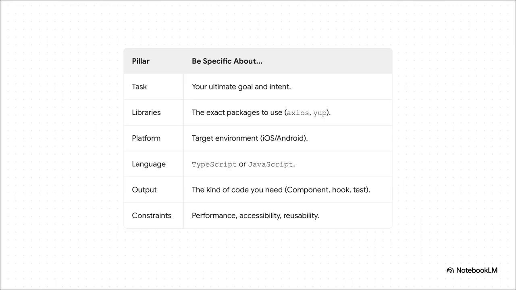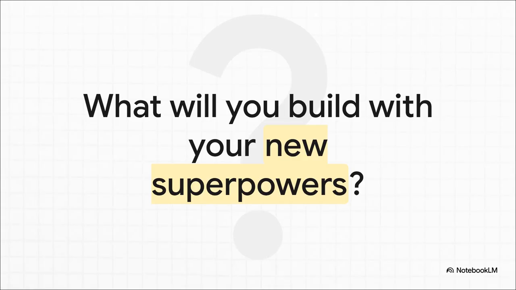If you want to get exactly the code you need every single time, your prompt has to be specific about these pillars. Be clear about your ultimate goal, the exact libraries, the language, the kind of code you need, and any constraints you have. Answer these questions in your prompt, and you'll be unstoppable. We've seen how to turn a precise set of requirements into functional, tested code for pretty much any part of a React Native app. The playbook is officially yours.